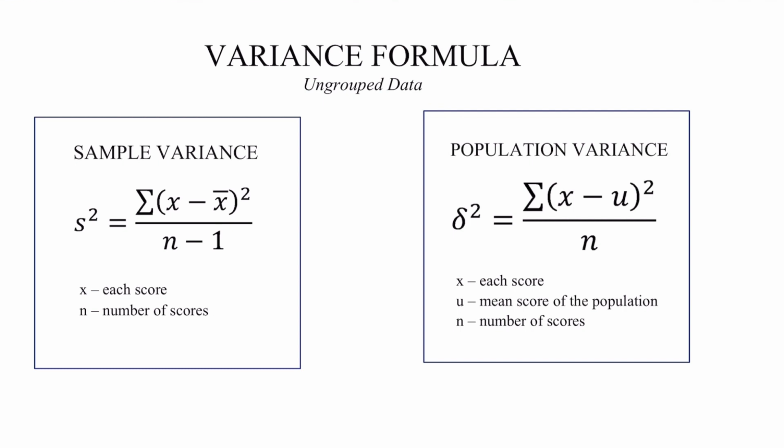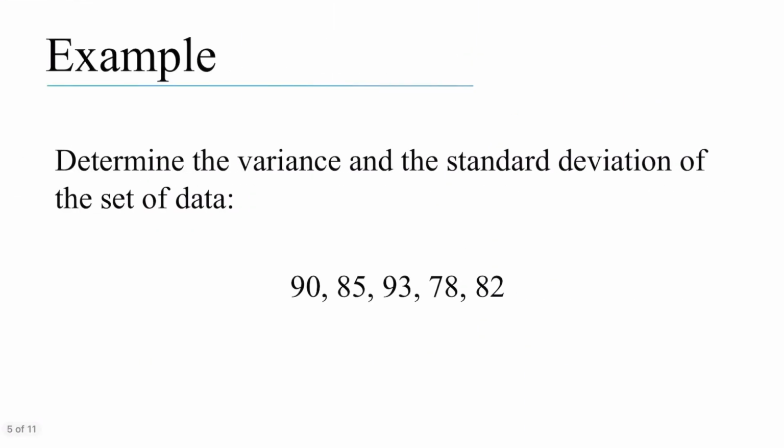Sample variance is used when you get a sample from the given population, meaning not all are included. But for population variance, everyone is included. Formula for sample variance: s squared is equal to the summation of (x minus mean) squared divided by n minus 1. While population variance is the summation of (x minus u) squared divided by n, where u is the mean of the population. Let's have an example.